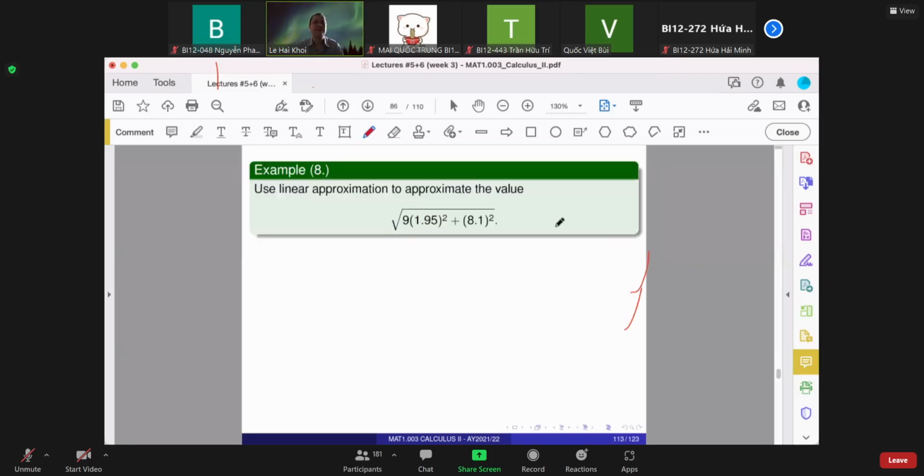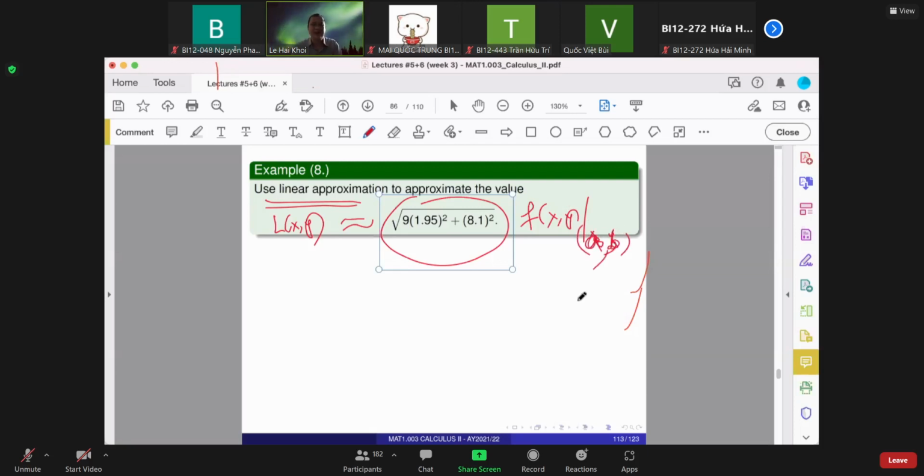For example, here, real life, more practical for you, for tutorial, for midterm, for the final exam of Calculus 2, exactly similar to the case of one variable. You are asked to use linear approximation, L(x, y), to approximate the value. How to understand this one? So this should be some f(x, y) at some point (x0, y0), or at some point (a, b). Okay, so we write a and b. So then what is f(x, y) and what is (a, b)?